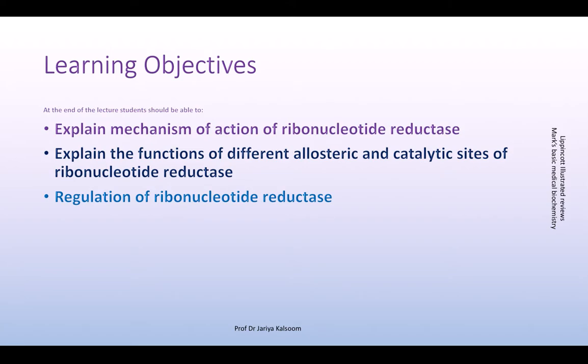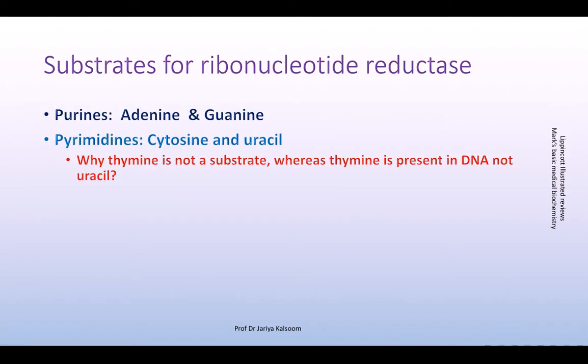Ribonucleotide reductase converts the ribonucleotides to their deoxy forms for their utilization in DNA synthesis. The substrates for ribonucleotide reductase include adenine and guanine from amongst the purines, and cytosine and uracil from amongst the pyrimidines.